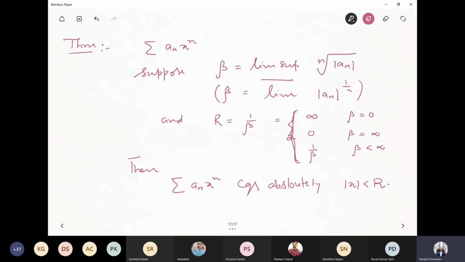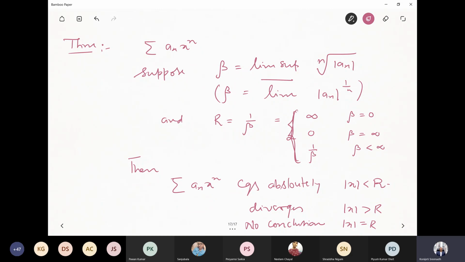So this is what we require. But what happens for mod x greater than R? We can show that it diverges. And mod x equals R is something which the test doesn't decide. So these are all the things which you probably are aware of. Let me ask you once again, if any of you have difficulty in understanding any of these things, please let me know.